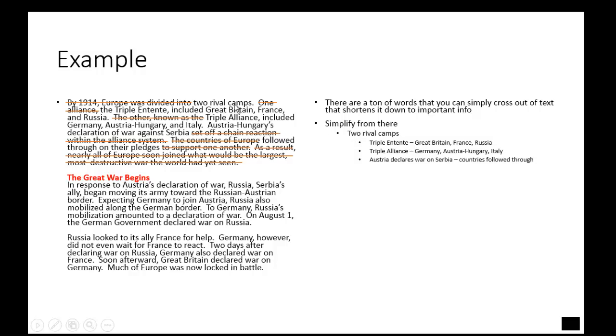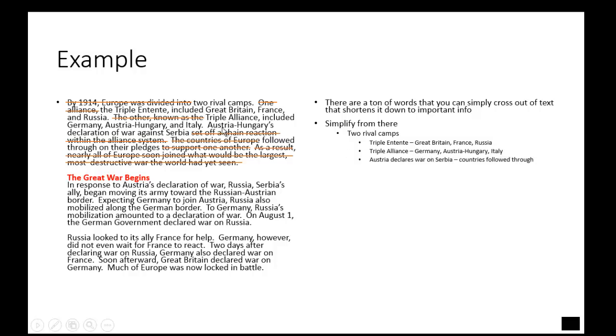I've got really 2 rival camps. I know I need the Triple Entente, which is one of them. I've got the Triple Alliance, which is the other. And notice I'm listing who those are. If I just had Triple Entente, it wouldn't be enough. I wouldn't remember who the Triple Entente was, or Triple Alliance. I wouldn't remember, so I need to get that in there.